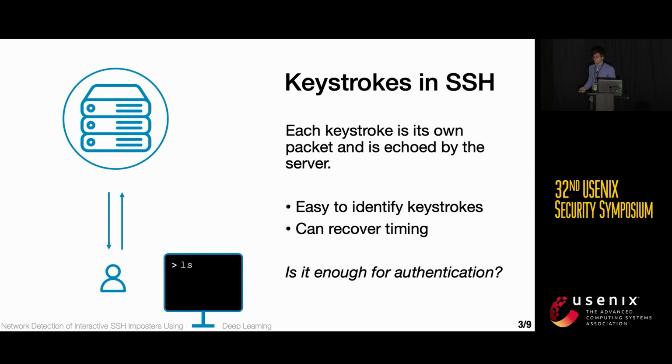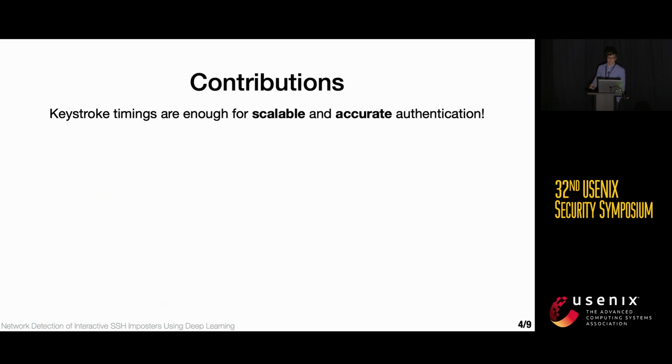So that's great, but we still don't have the keys. We still don't know what the user typed, and we still don't know how long they pressed on each key. We just have a time series. And is that enough to figure out who's using the session? Well, that's our surprising result, and that's what we're happy to share: we found that yes, using only the keystroke timings is enough to scalably and accurately authenticate people.